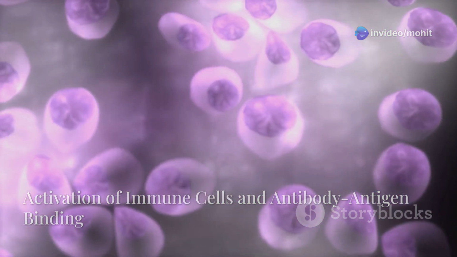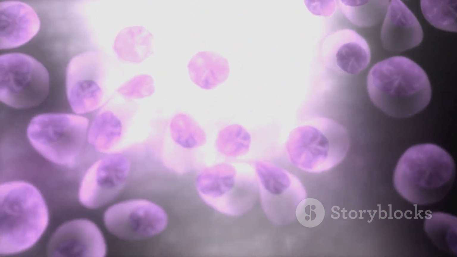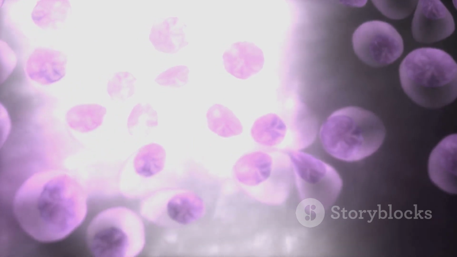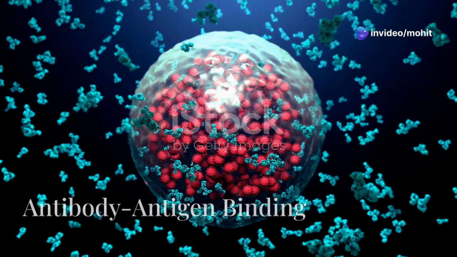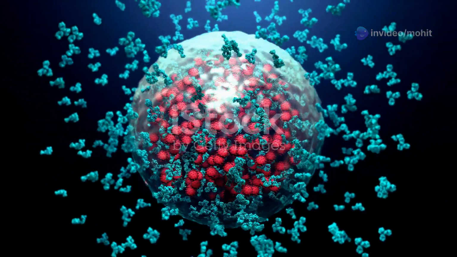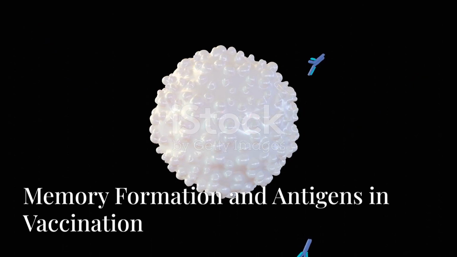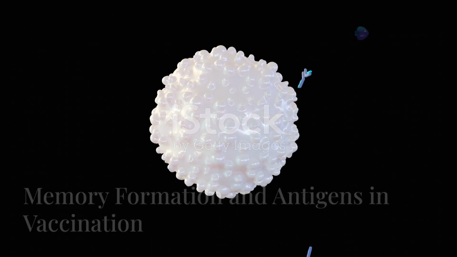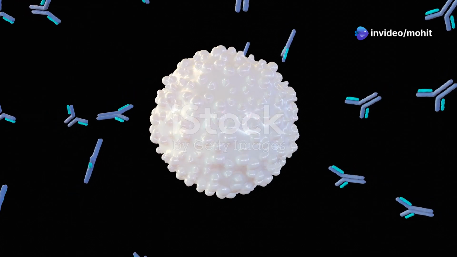Activation of immune cells. B cells produce antibodies specific to the antigen. T cells help kill infected cells and coordinate the immune response. Antibody-antigen binding. Antibodies bind to the antigen, neutralizing it or marking it for destruction by immune cells. Memory formation. The immune system remembers the antigen, enabling a faster and stronger response in future encounters.